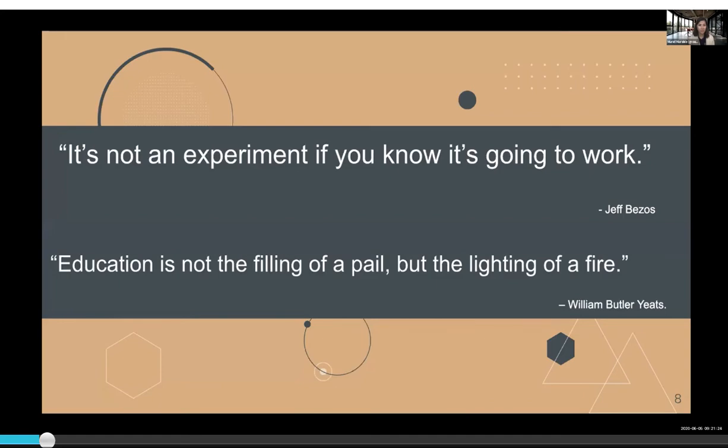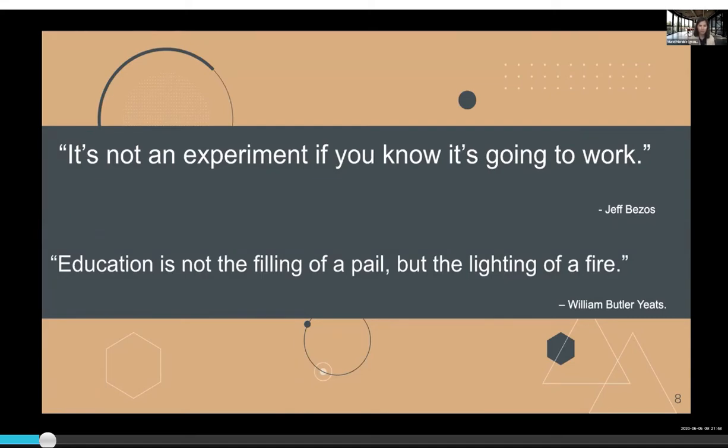He said, "It's not an experiment if you know it's going to work." So Jeff is very big on experimenting. He's tried many things and he has been very successful so far with his experiments. And this project was definitely an experiment. We tried many things not knowing if they're going to work, and a lot of them didn't work, but eventually some of them did. So in a way, we're all like Jeff Bezos, hopefully.